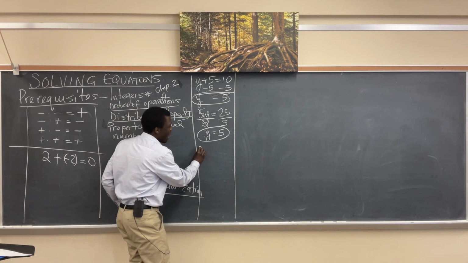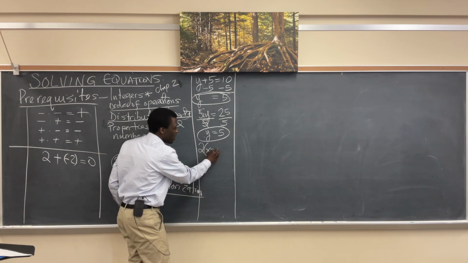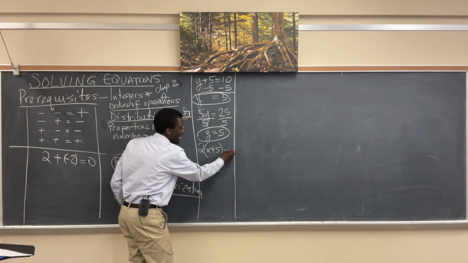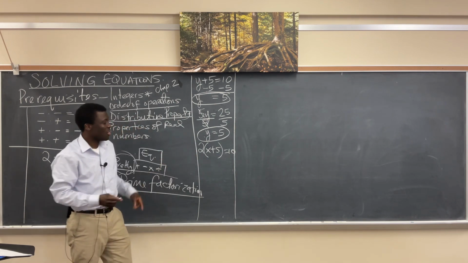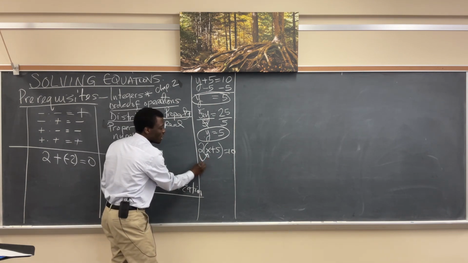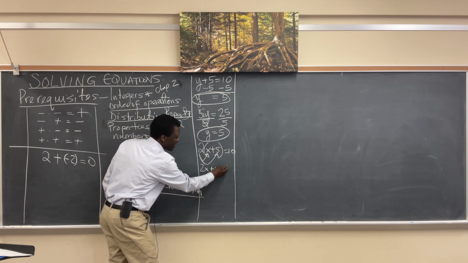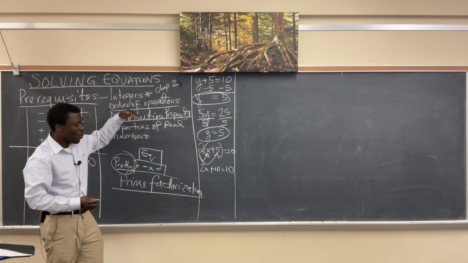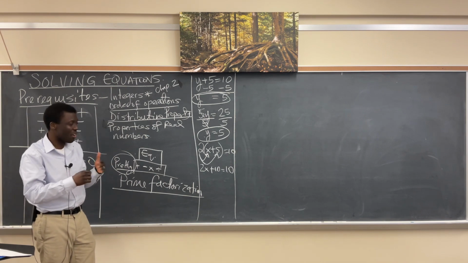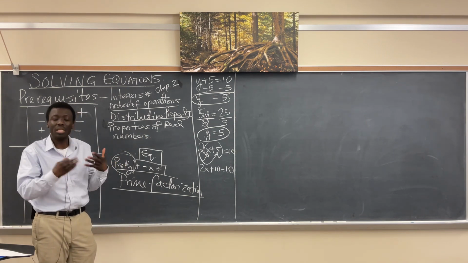Okay, now if we have 2 into x plus 5 is equal to 10, in this case, you need to distribute the 2 into the problem. It becomes 2x plus 10 is equal to 10. So we've distributed, right? This is no longer a one-step equation. This is more a multi-step equation.